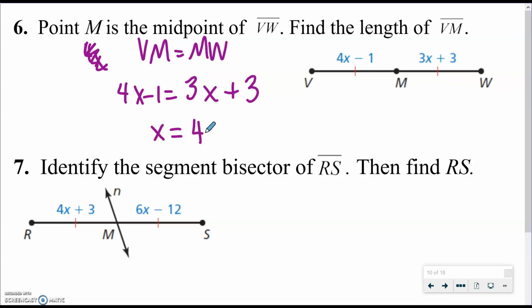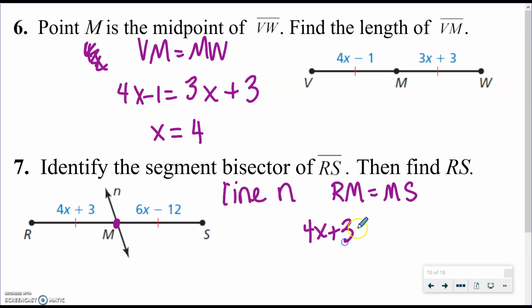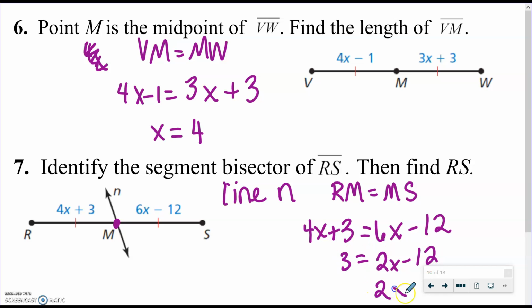Now the same thing goes here. If line N is the bisector, that means that this is the midpoint and it's cut directly in half. So we know that RM is equal to MS, and so 4x plus 3 equals 6x minus 12. We can then solve that equation, and I get that x is equal to 7.5.